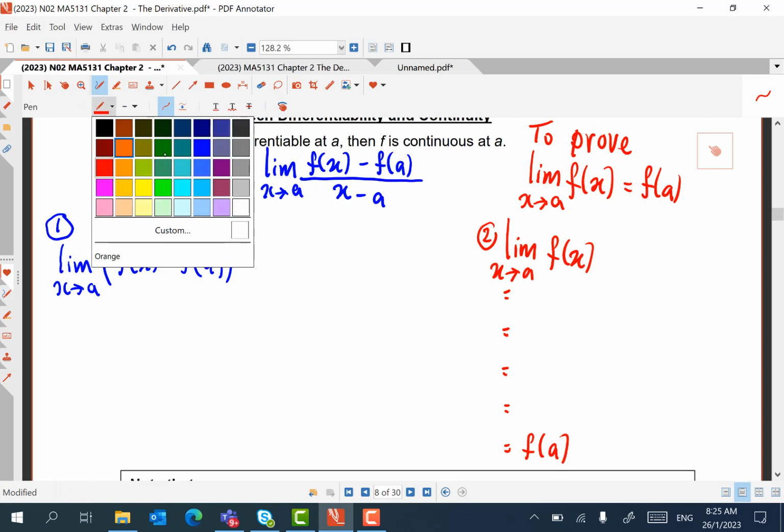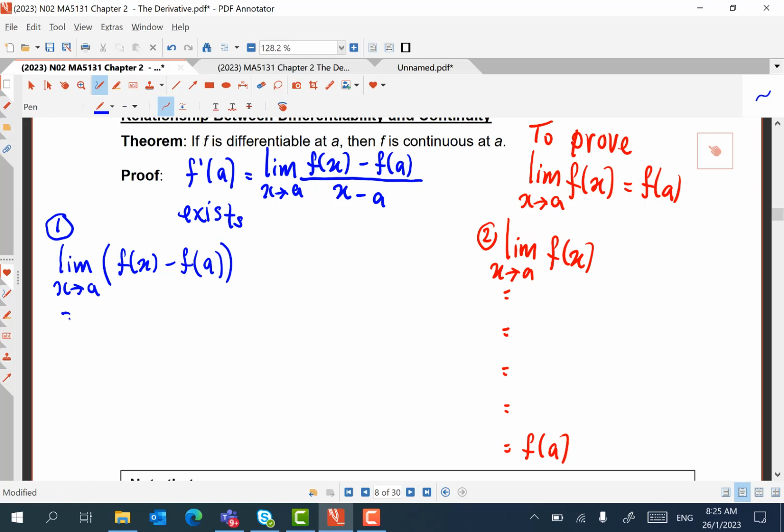For step 1, I want you to know that we intend to show that eventually, this is what I intend to do. And we are going to use the step 1 result to prove the step 2 conclusion. Are you all ready? Okay, step 1. So let's start. Limit as x tends towards a. We are going to do this.